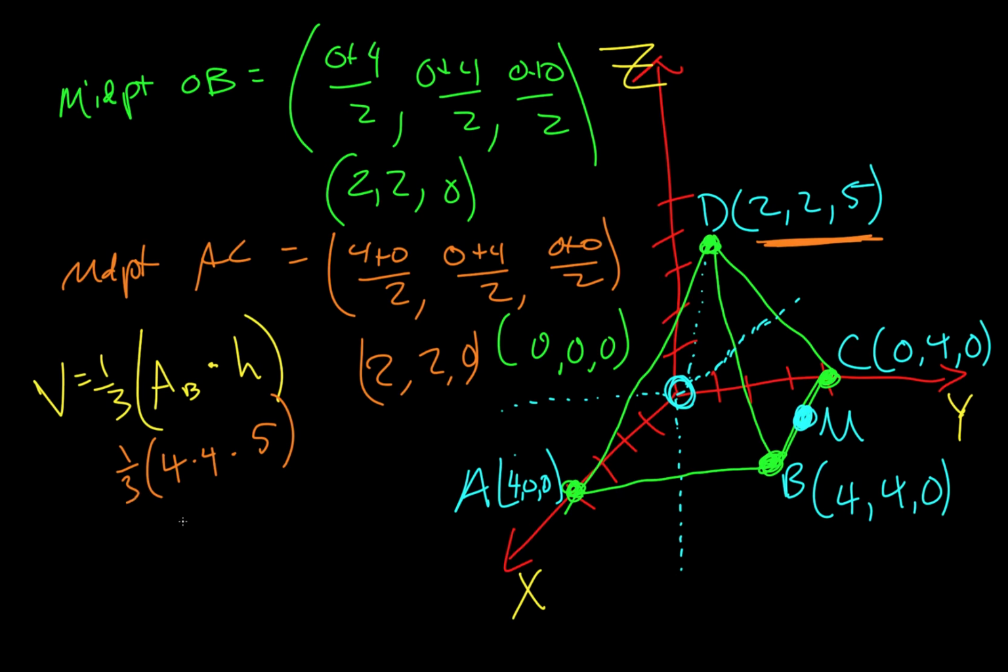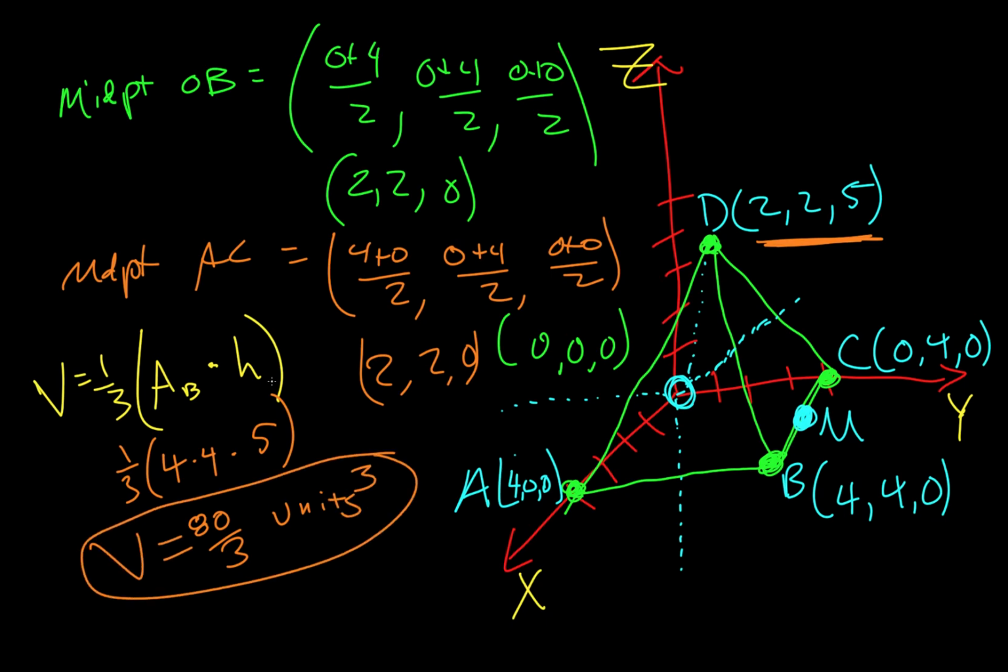And we take 1/3 of that. Now if we just multiply all of those out, we're going to end up getting 80 over 3 units cubed. So the volume is 80 over 3 units cubed.